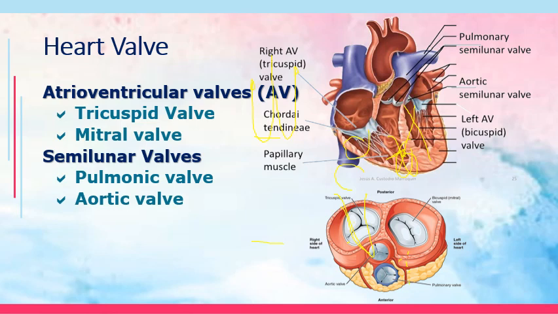Now, your semilunar valve is expected to be closed during diastole. Because remember, in diastole, we have relaxation of the heart, ventricular filling. If you want to fill the ventricles with blood, you don't want the blood to escape yet. So you want your pulmonic valve and your aortic valve to be closed.